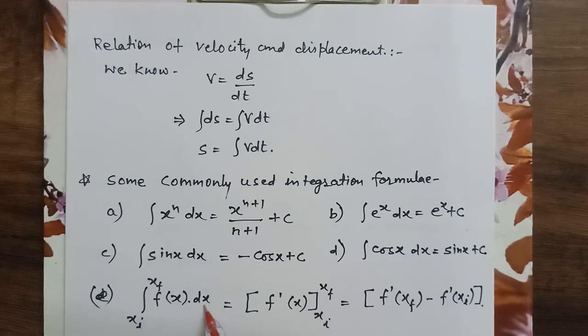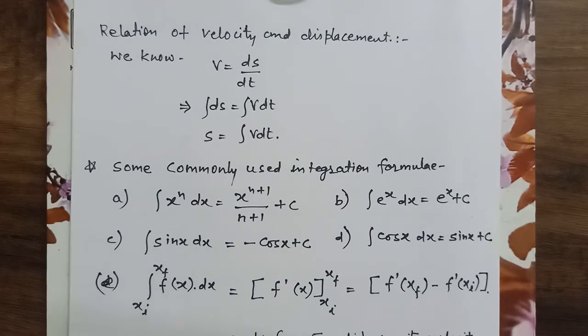So suppose we integrated f'(x) from xi to xf, and after integration we got this value. What will we put? First of all, the higher limit, that is f(xf). So in place of x you will put the higher limit, minus f(xi), that is, the lower limit. So this is how you will use the integration with limits.